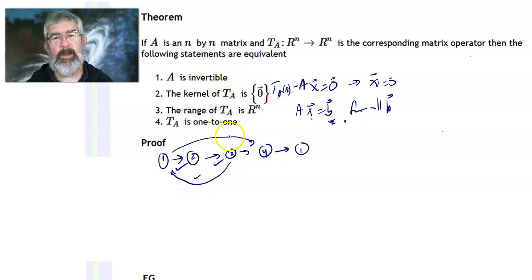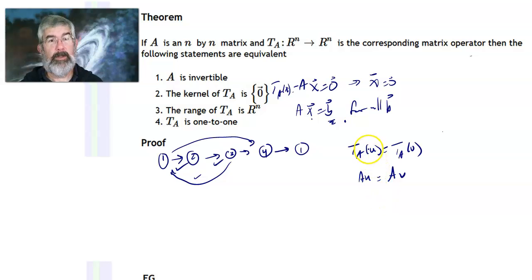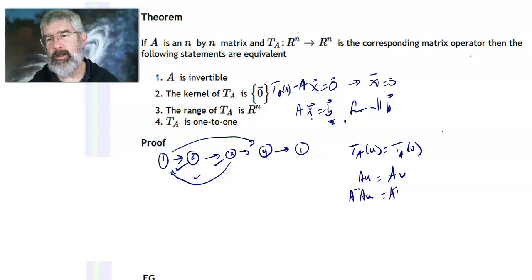Now, 1 implies 4. If A is invertible, then I want to show it's 1 to 1. So this is going to be 1 implies 4. Well, if I happen to have two things that get sent to the same spot, so TA of U equals TA of V, then I know that A times U equals A times V, right? Because that's what TA of U is, and that's what TA of V is. But if A is invertible, then A inverse exists, and I can multiply both sides here by A inverse on the left.